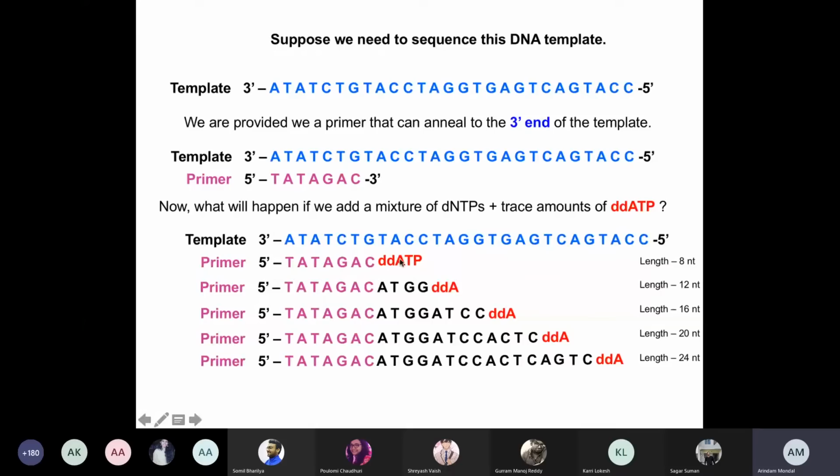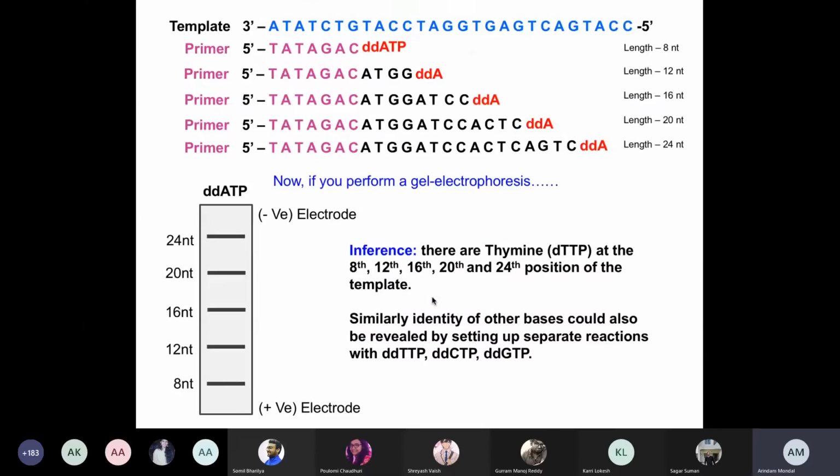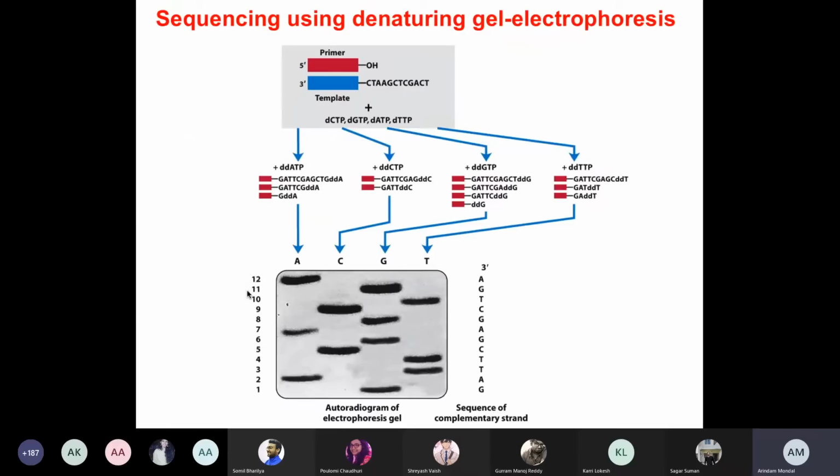Now if you are using ddTTP, in that case you will be generating fragments like 9 nucleotides and so on. If you are using ddGTP, whenever there is a C, there is a chance that it will get terminated with ddGTP, right? And it will generate corresponding fragments. And in that case, you will be getting fragments in your gel, and by looking at the size of the fragments, you can ascertain the particular position of the complementary nucleotide in the template, right?